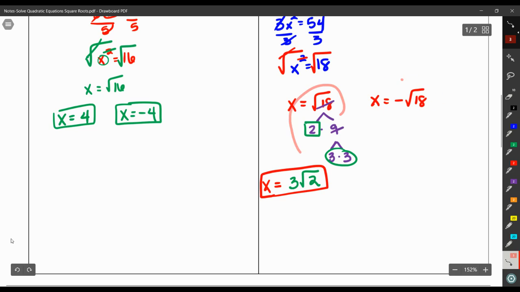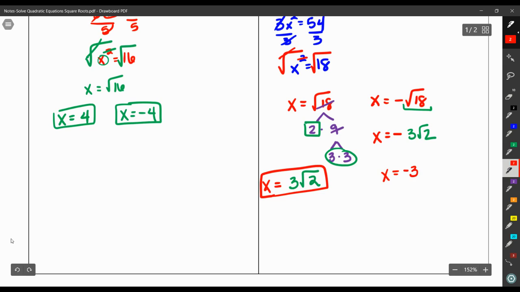Now, you don't have to do the same process again, because the square root of 18 will always simplify down to 3 square roots of 2. It's not going to change from one problem to the next. So what we can do is say, well, this will be x equals negative, then the square root of 18 is 3 square roots of 2. Well, a negative times a 3 is just negative 3. So you can leave it as negative 3 square roots of 2. That would be your second answer for this problem.